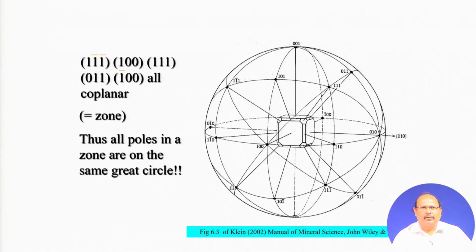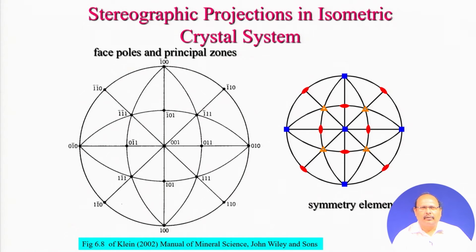So, what we have here is that we can now think of an isometric crystal system where different faces are projected, and their stereographic projections are shown here. So, in this particular one, let us show the positions of 1 0 0, 1 1 0, and this is the 0 1 0 position. And you see something very interesting here.